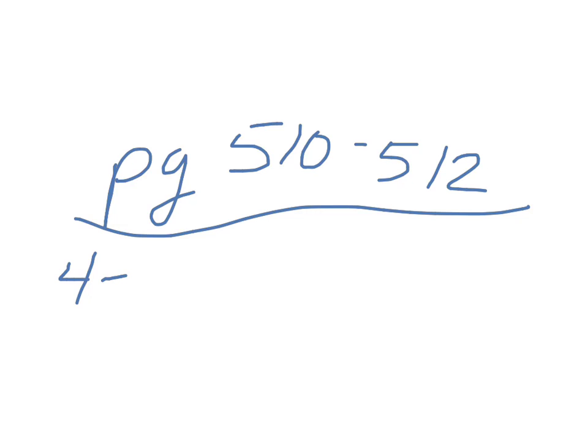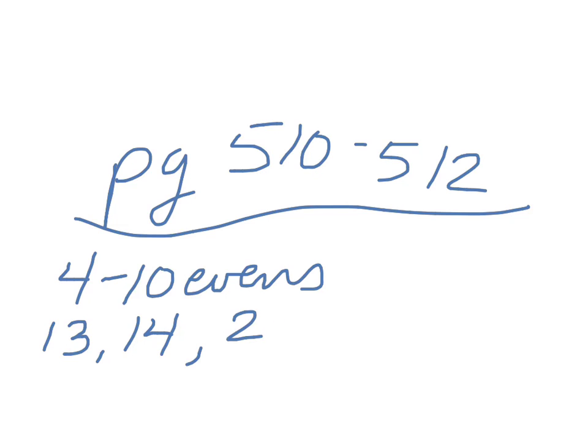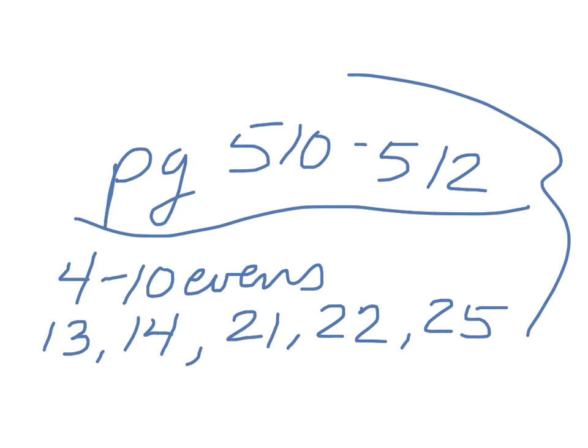So on page 510 to 512, 4 to 10 evens, 13 and 14, 21, 22, and 25. Bryce, did I get it right?